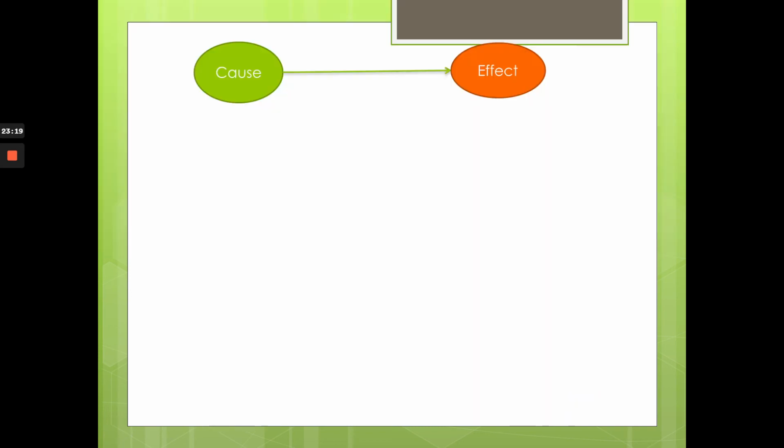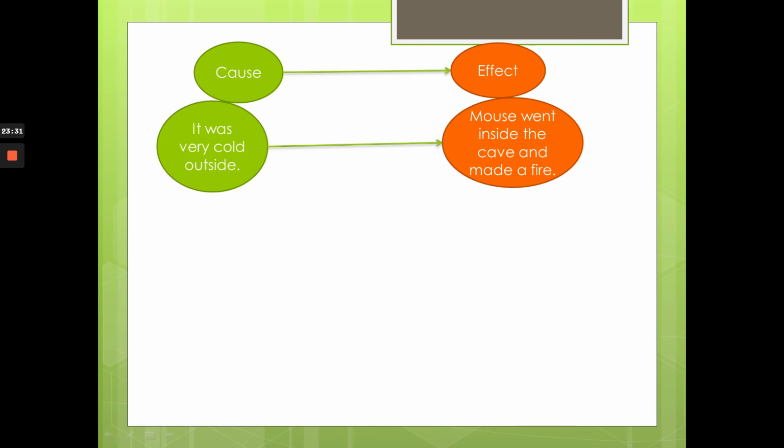So on our papers, we should have our papers looking like this. We'll have cause on one side, we'll have effect on the other, we'll have a line with an arrow from cause to the effect. Our first cause and effect that we're going to write was that it was very cold outside, so as an effect, Mouse went inside the cave and made a fire. Pause this video if you need more time to copy this down.